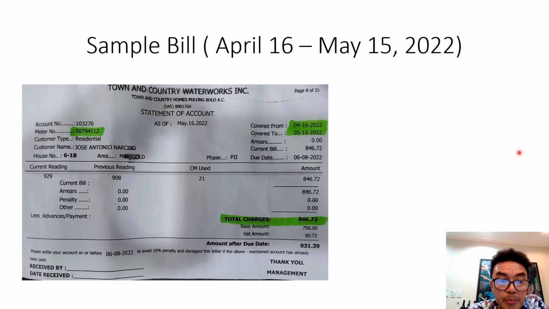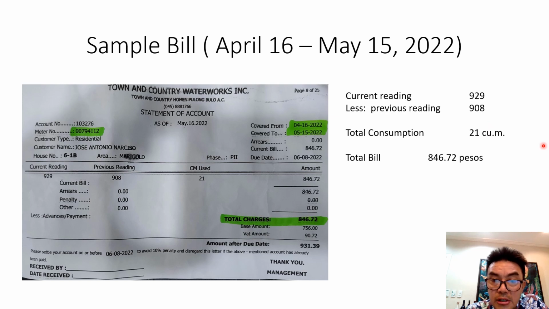So this is a sample bill of a house that I own. Only one person is living in it. So the procedure is for you to find the total consumption in cubic meters. This is done by deducting the previous reading from the current reading. In this case, 929 less 908 gives you 21 cubic meter for a total bill of 846.72. So how did we get there?